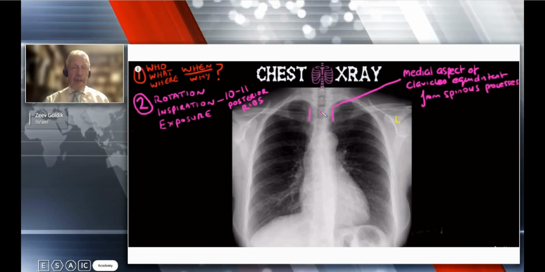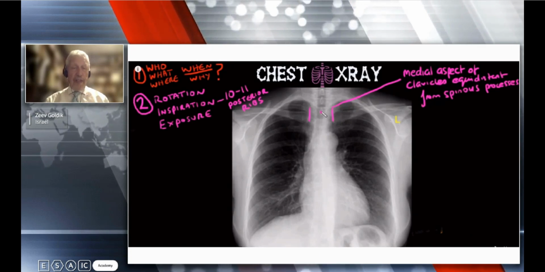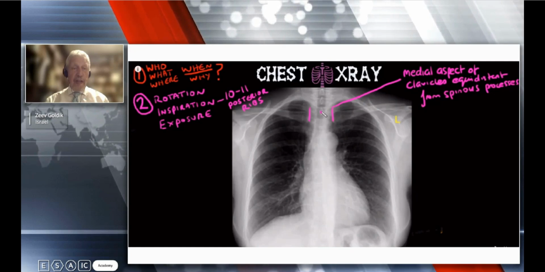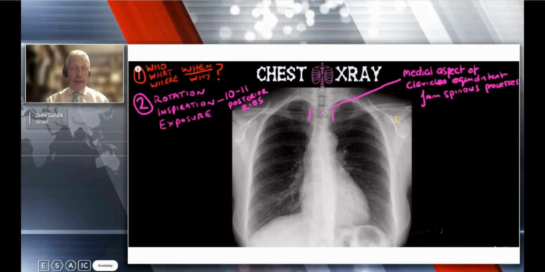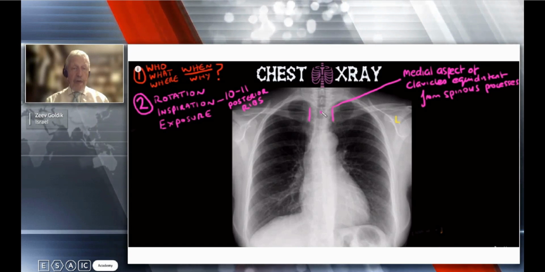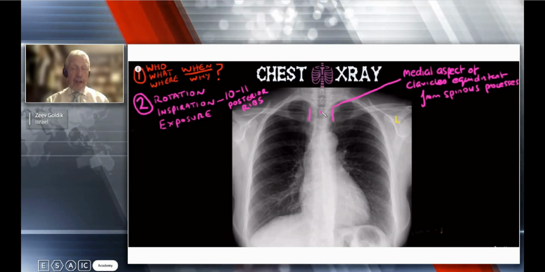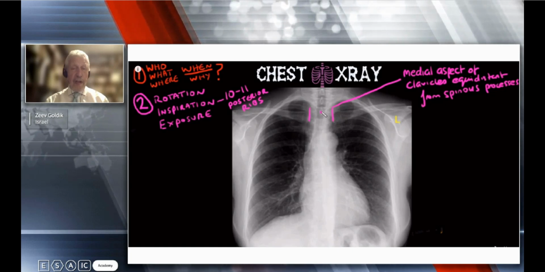Then we can know whether there is rotation. If it's done in an inspiratory way, we have to count 10 ribs or more. The exposure, if we can see the structures and the spinal column.